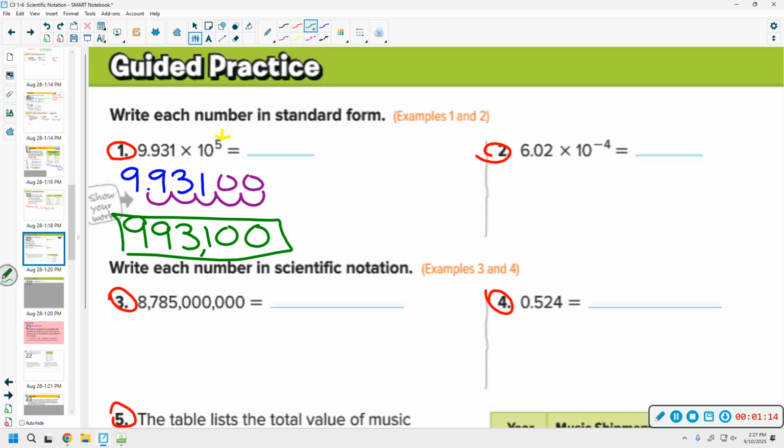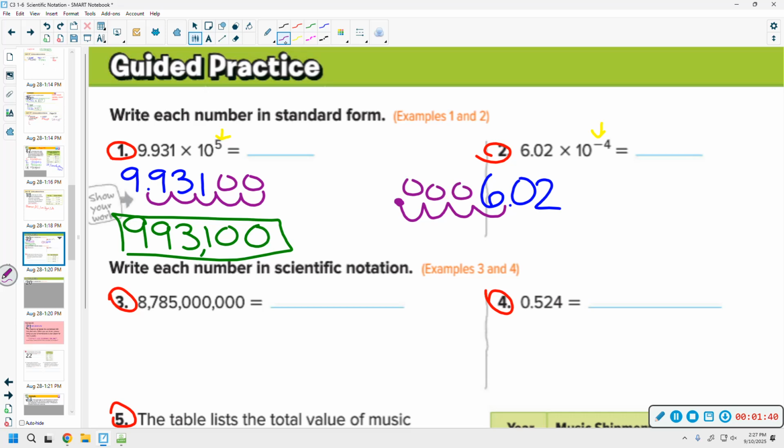On the next one, if I look at my exponent, how many times am I moving? 4 times. Bigger or smaller? Smaller. So if I start with my number, my factor there was 6.02, and I'm going to move it 4 times to smaller. 1, 2, 3, 4.